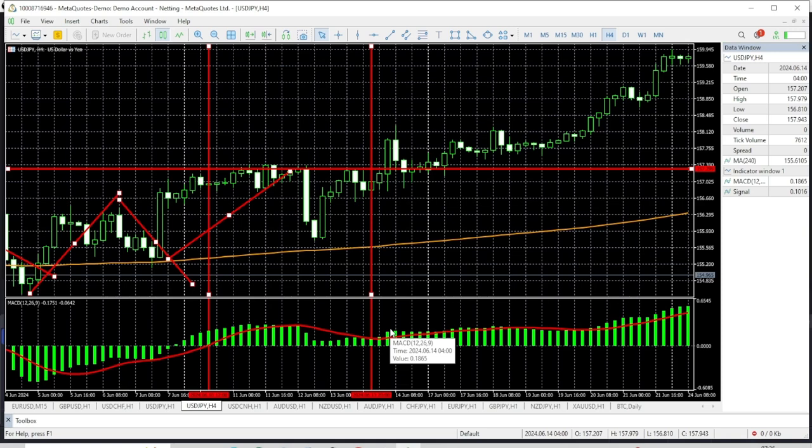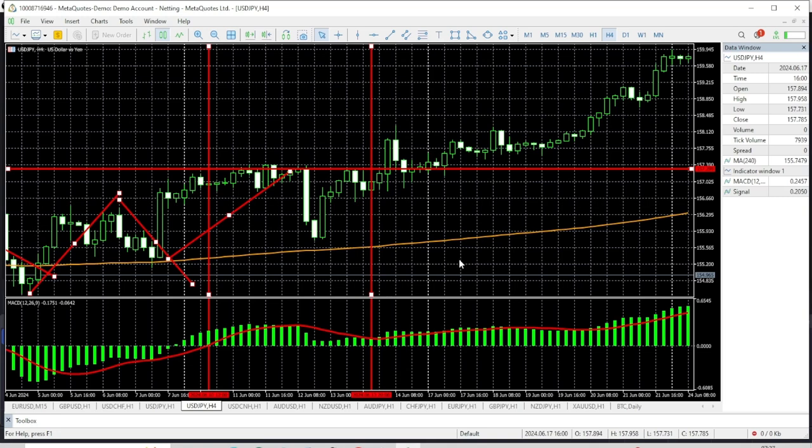So here, the EMA 240 has indicated to us that the trend of the market is strong, and the MACD has also shown us that the market is strong. So we follow the momentum of the market. As long as the histogram bars are above the MACD signal line, the momentum of the market is strong. So you just keep going.